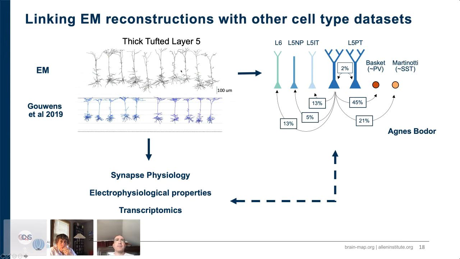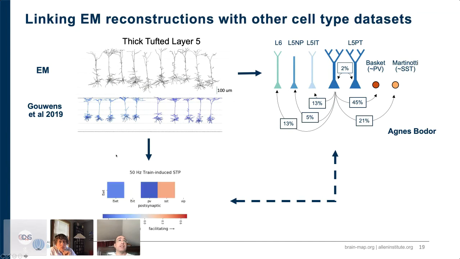And so through morphology, we can get from the M part the connectivity, and then from the patch seq and other methods, the transcriptomics and synaptic physiology and so forth. And here's an example for the same cells, physiology collected by Tim.